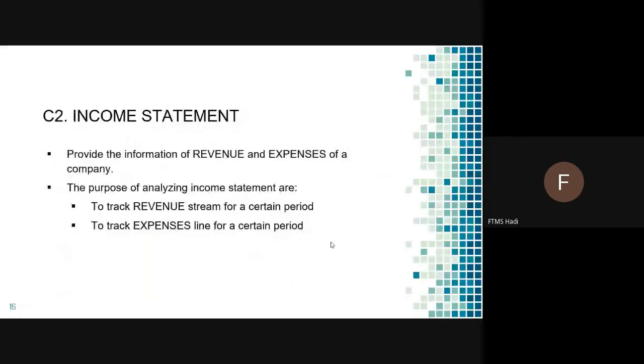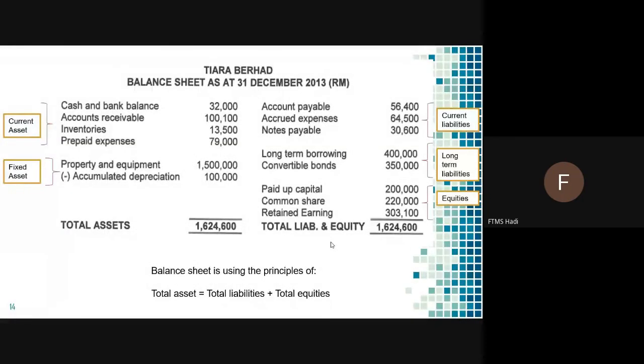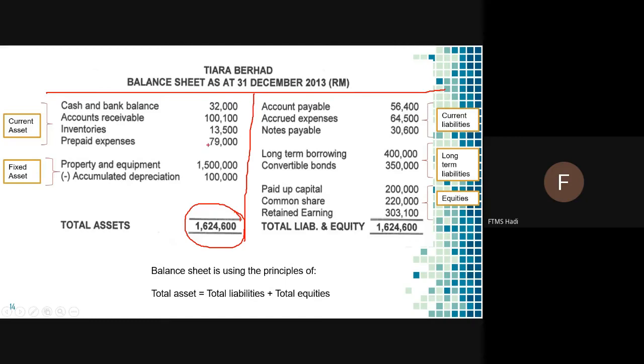Okay, but before I come to the income statement, let me go back here. The reason to analyze this balance sheet, because I give you a simple interpretation. You have Tiara Berhad, which owns a total asset of 1.6 million. But the question is, where did Tiara Berhad get the money to buy this 1.6 million asset?